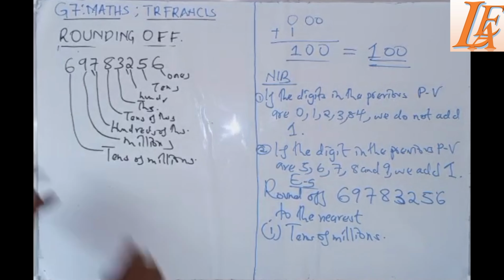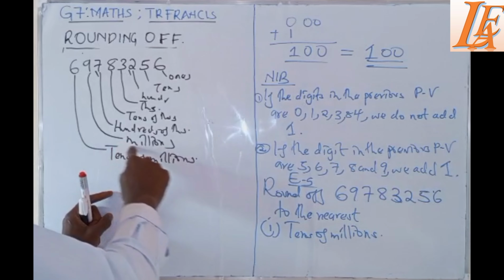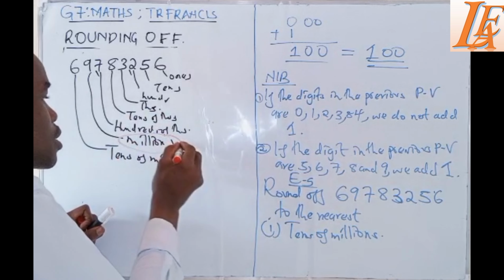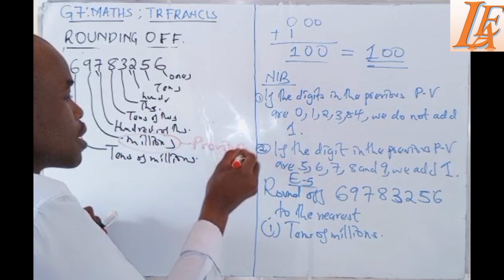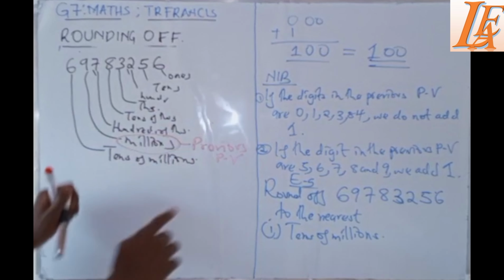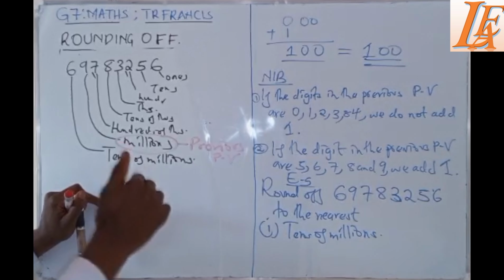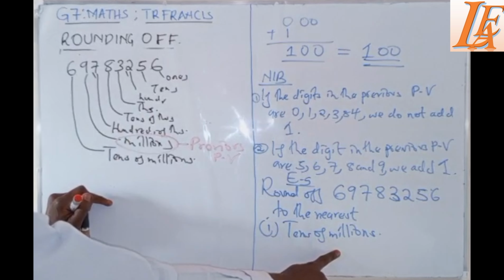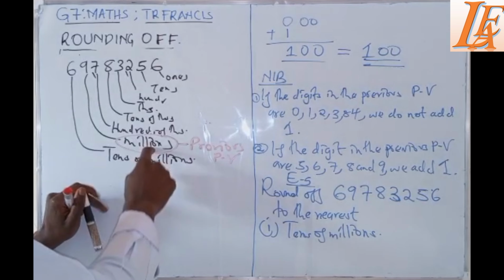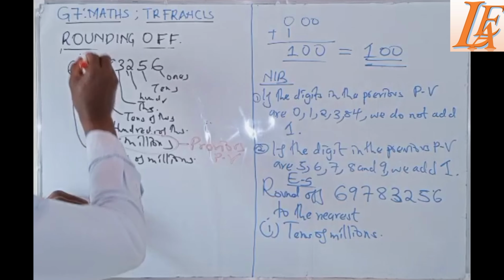So what we do, before tens of millions, we go to the previous place value, which is millions. Then we check the digit in that place value which precedes the tens of millions, that is, the place value that comes before the place value to be rounded off. The place value that comes immediately before tens of millions is millions. The number in the millions place value is 9.